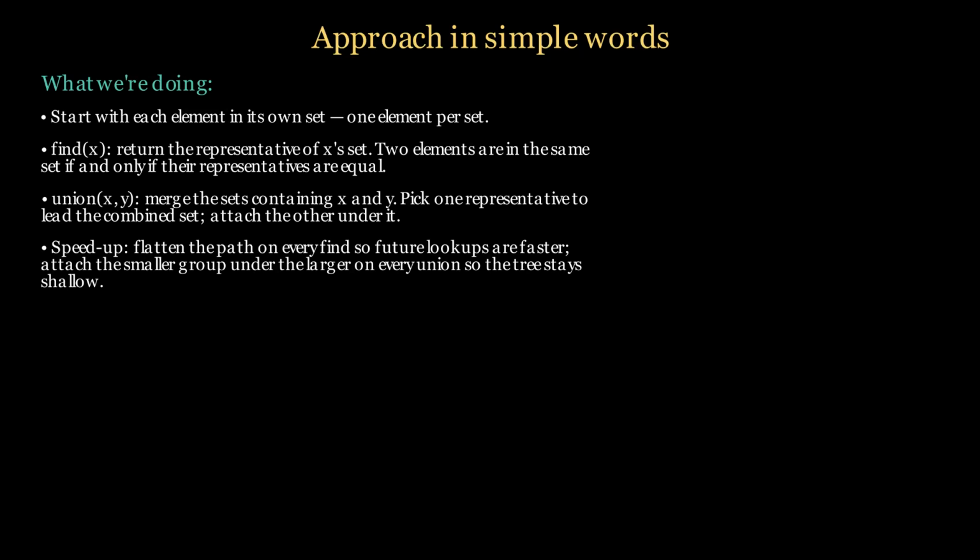We start with each element in its own set. Find of X returns the representative of X's set. Two elements are in the same set if and only if their representatives are equal. Union of X and Y merges the two sets. We pick one representative to lead the combined set and attach the other under it. Two optimizations keep everything fast: path flattening on find, and attaching the smaller group under the larger on union.